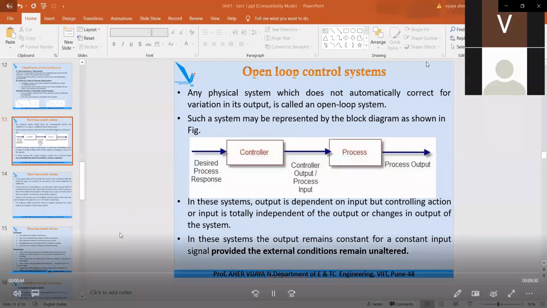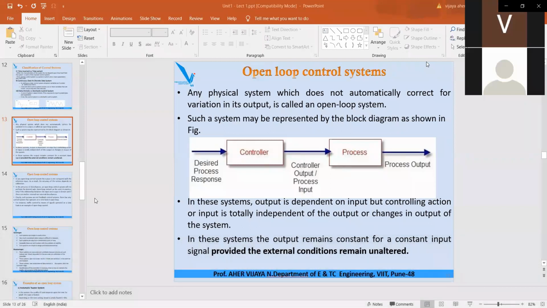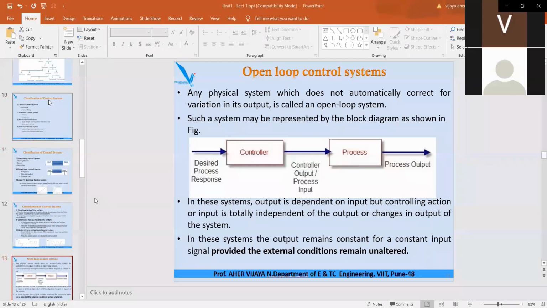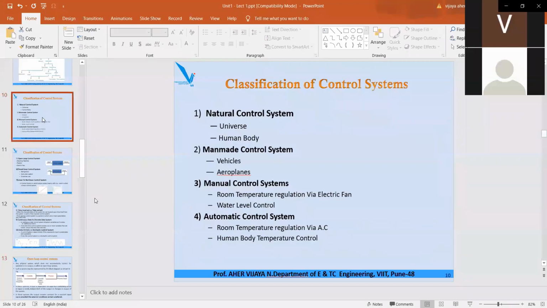Now, students, today you are going to study open loop control system and closed loop control system. In the last lecture, just as students are joining, a recap: I am going to revise the classification of control systems. So students, you have studied classification of control system in the last lecture.